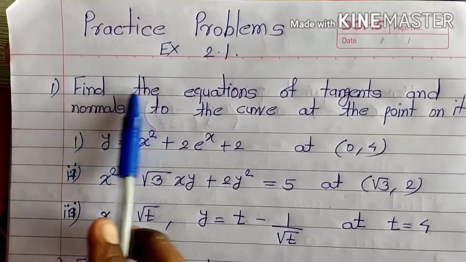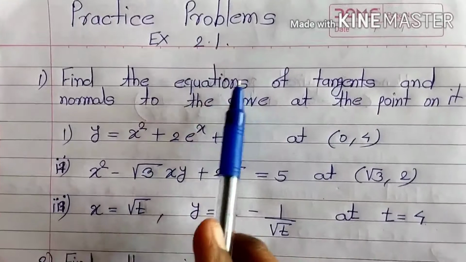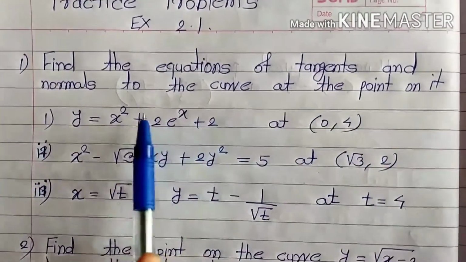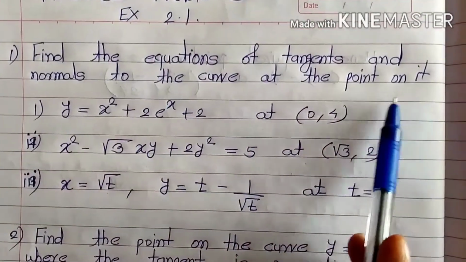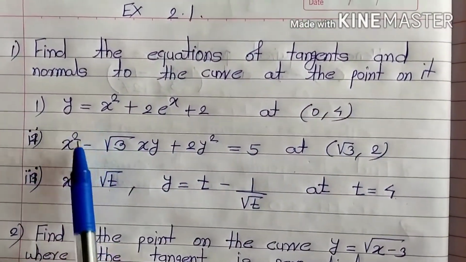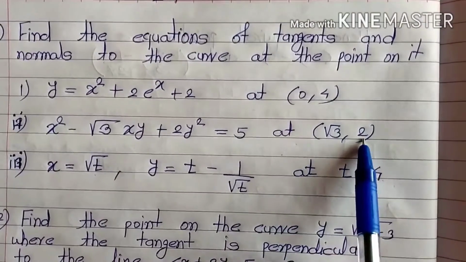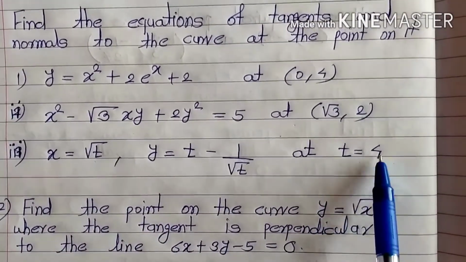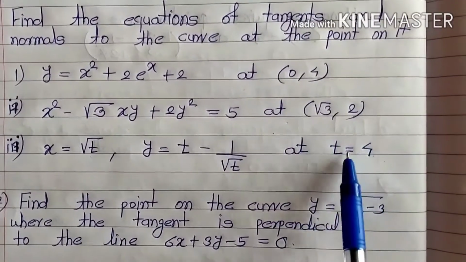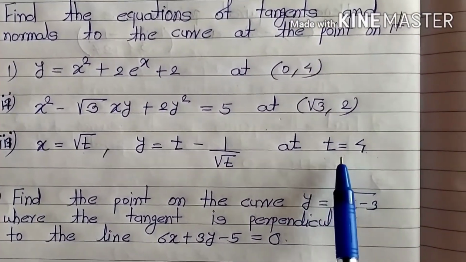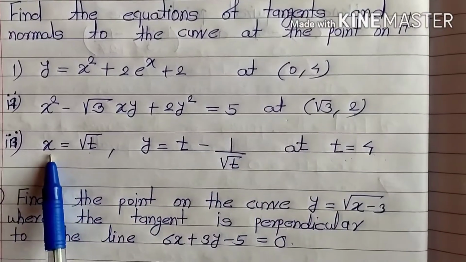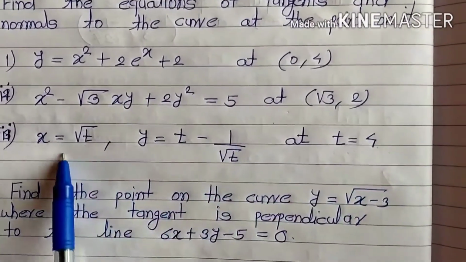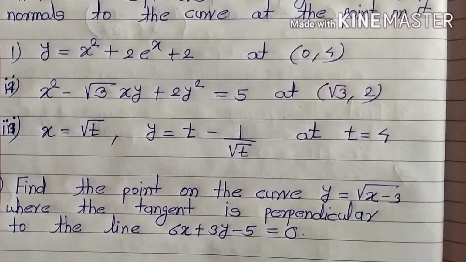Now there are some practice problems from exercise 2.1. First question is to find the equation of tangent and normal to the curve at the given point. So in the first and second examples the point is given, but in the third example the point is not given. So with the help of the value of t you can find the point x1 and y1. When you put the value of t you get point x1 and y1.